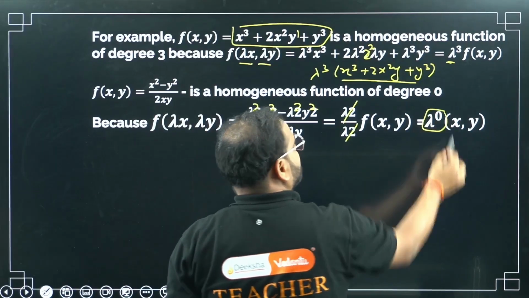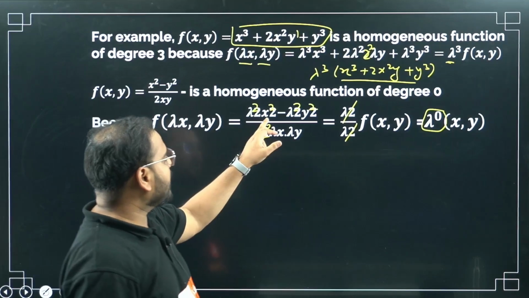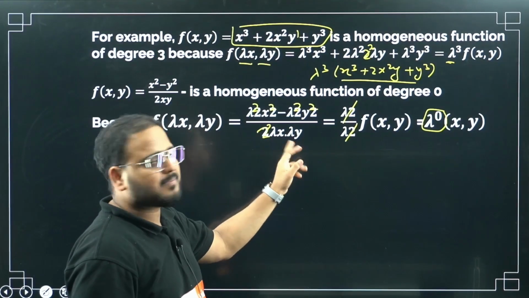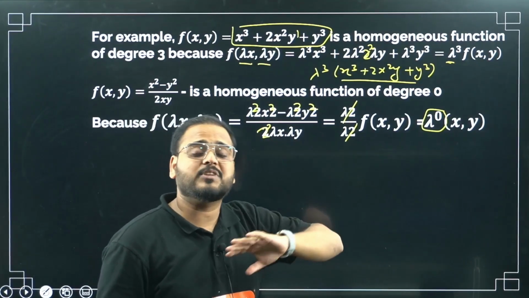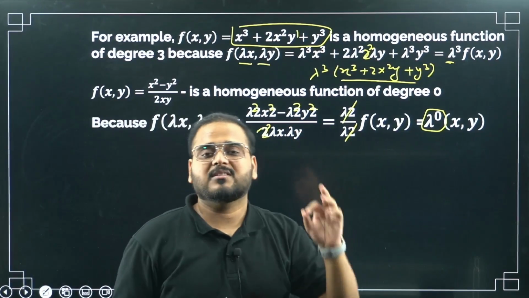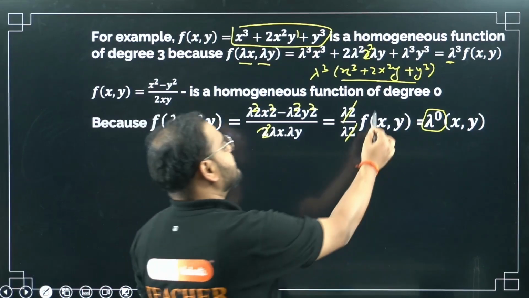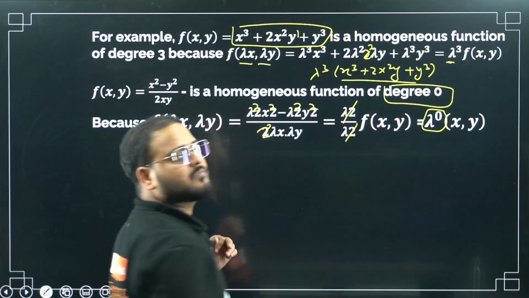0, sir. If you want a reason for it, please have a look. Here power 2, but the denominator also has power 2. I'm not saying that x square will get cancelled. I'm saying the net degree will be 0. That's why the degree of the function is given as 0.